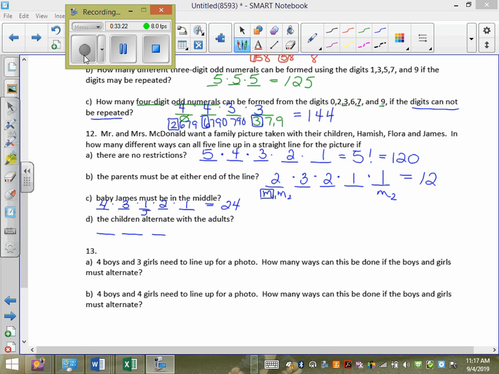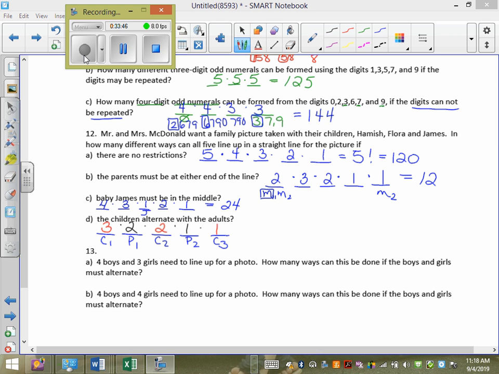And the children must alternate with the adults. The only way that can happen is if I start with children, right? So I do child 1, child 2, child 3 spot, parent 1, parent 2 spot. So I'm going to do the children first. How many children options do I have for this one? 3, then 2, then 1. And then for the parents, 2, then 1.